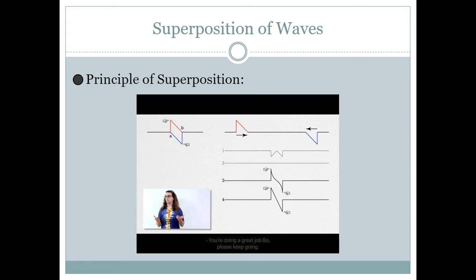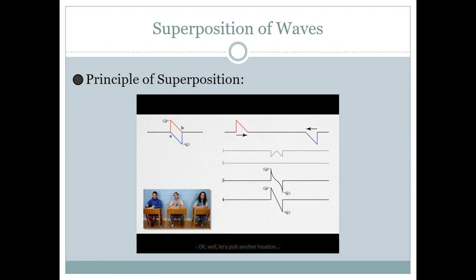You're doing a great job, Bo. Please keep going. Okay, well, let's pick another location. How about right in the middle? We'll call it location C. At that point, the amplitudes of the red and blue pulses are the same magnitude, with the red above equilibrium and blue below equilibrium. Then the two waves cancel one another out right in the middle. That means it's still 3 or 4, because both of those have 0 amplitude in the middle. So we need to pick another location.